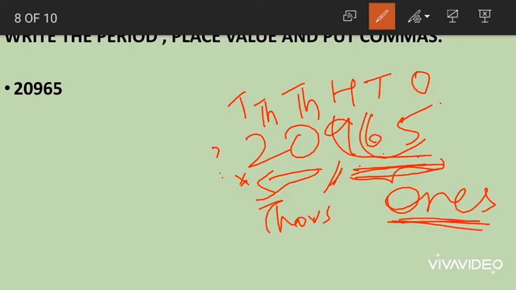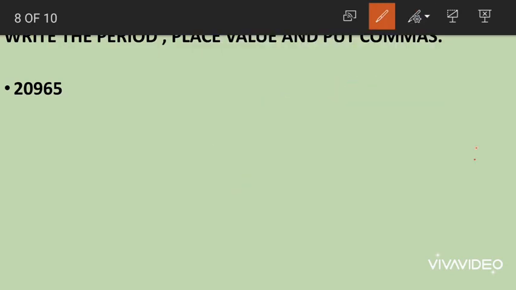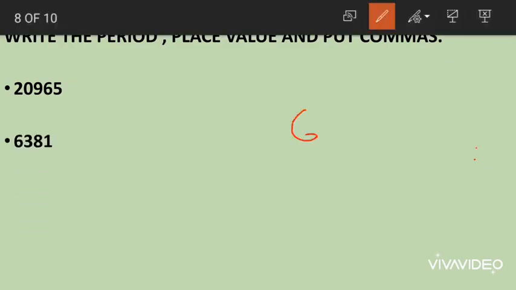Clear children? Ones period has 3 place values: ones, tens and hundreds. Thousands period has 2 place values: thousands and 10,000s. And how do we read this number? 20 means 20, which is in thousands period. So we read it as 20,965. Clear children?